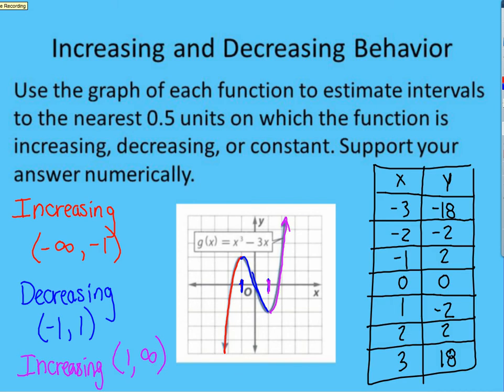And we would support this numerically by making a table. As you can see, we are increasing from -3 until we get to -1. These values are getting larger. Then we are getting smaller over here from 2 down to -2. So from -1 to 1, we are getting smaller. And then we start from -2, we start getting larger again. So from 1 up, we start getting larger values again.